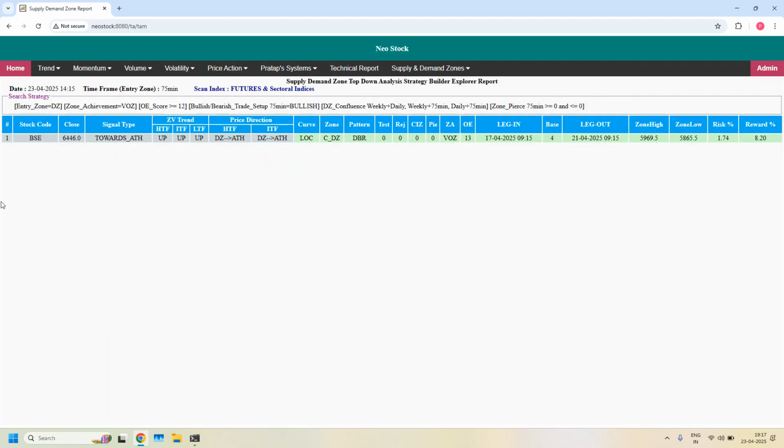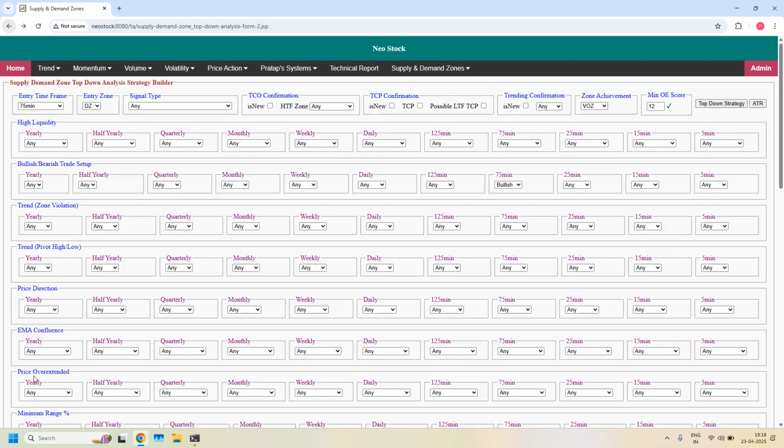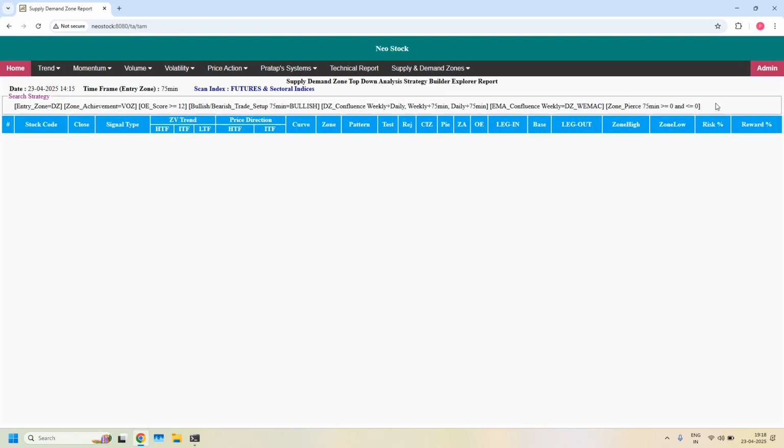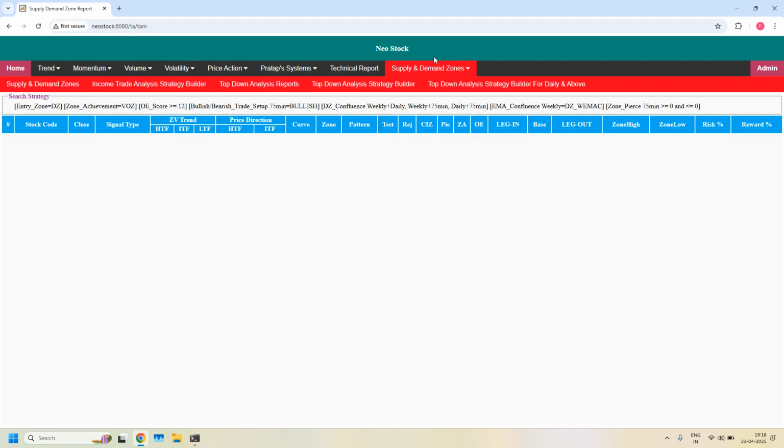We got only one stock. Bullish trade setup for... So that means 75 daily and weekly zone confluence. Bullish trade setup for weekly income trade, and HTF trend is up. If weekly EMA confluence, let us check. So that stock is not filtered, not having EMA confluence. So this is bullish trade setup for weekly income trade.